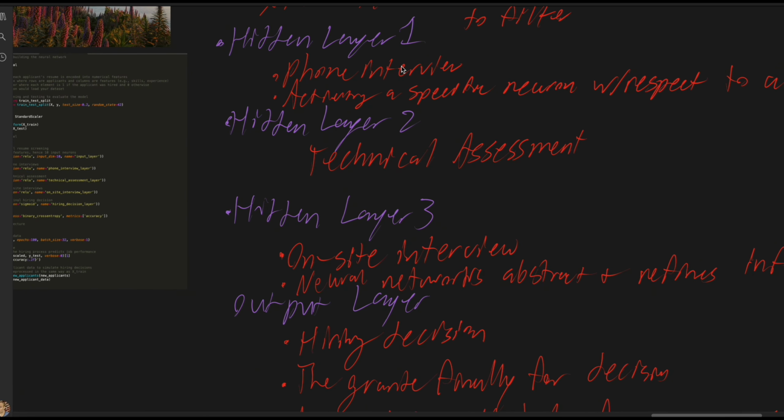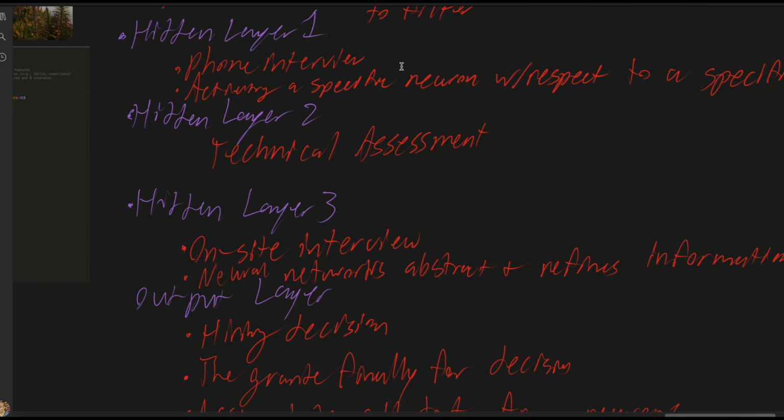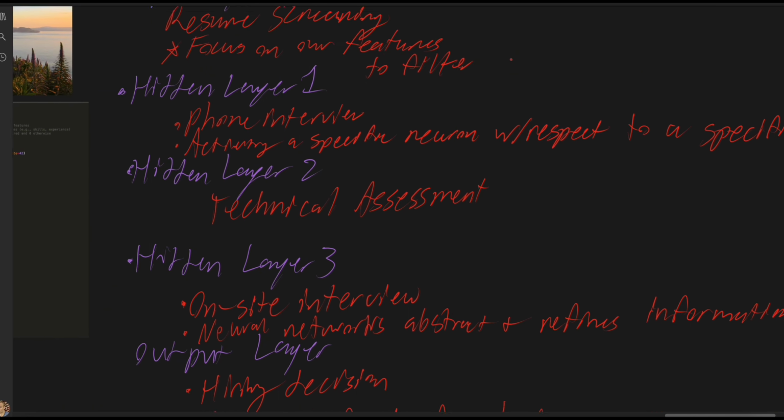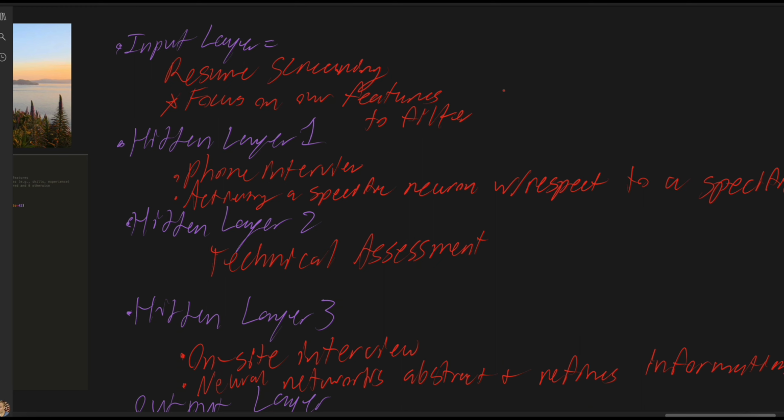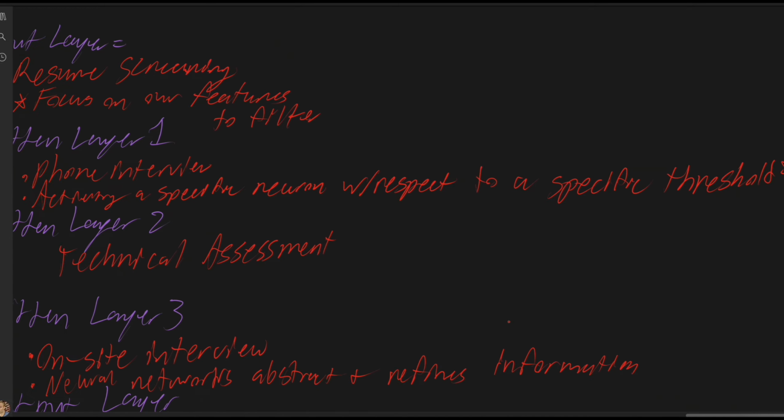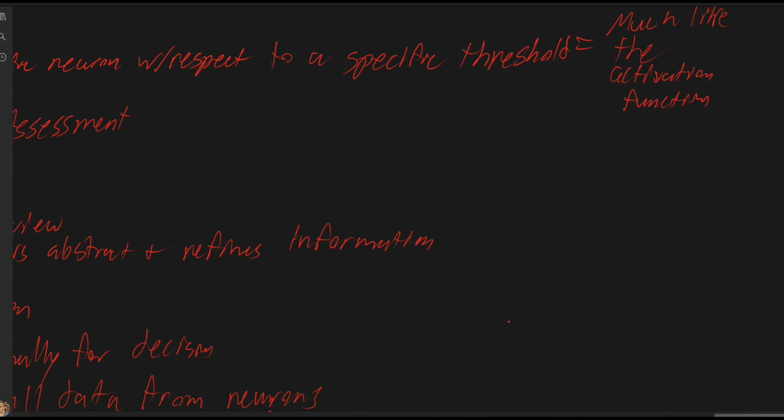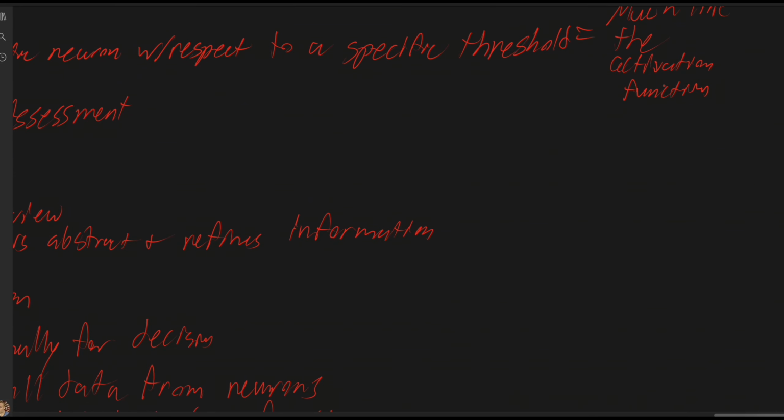So, for example, the requirement might be at least 5 years of experience to pass the resume screening in the input layer, or a minimum coding test score from the technical assessment to move on to the next layer, and so on and so forth. And these thresholds help filter out candidates at each layer, similar to how activation functions filter out signals that are too weak to contribute to accurate predictions. So, activation functions.